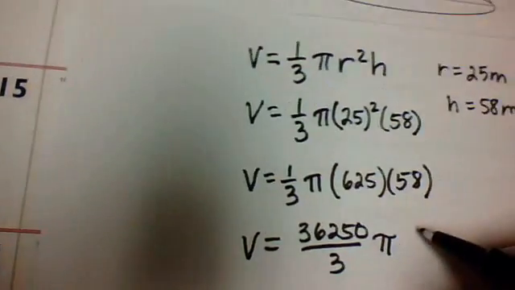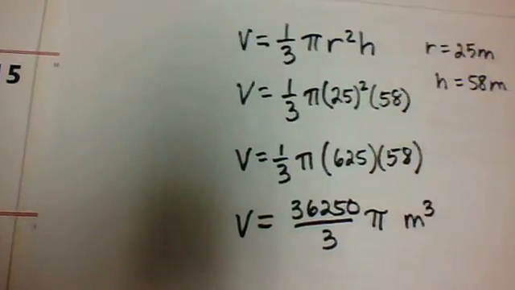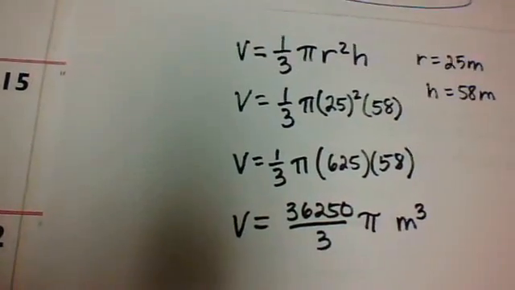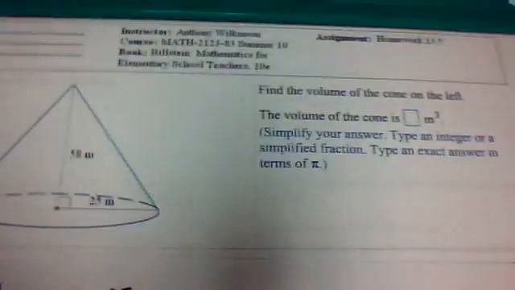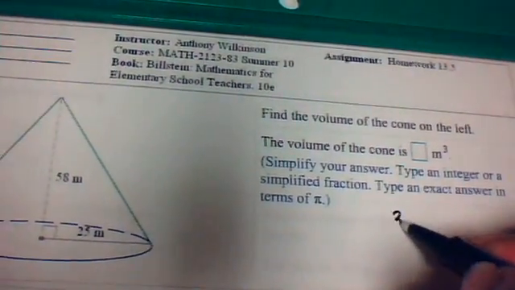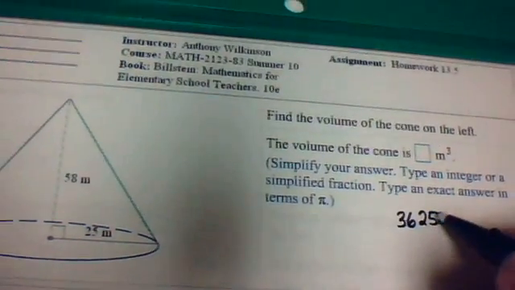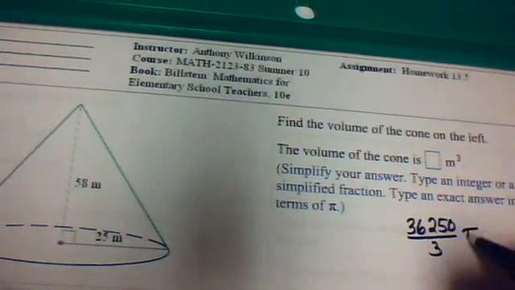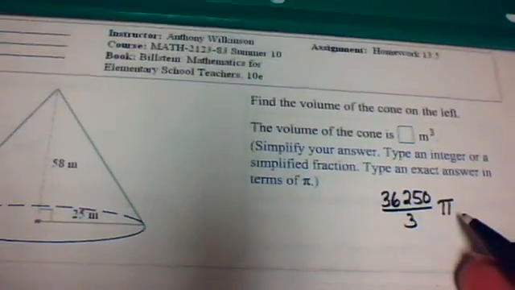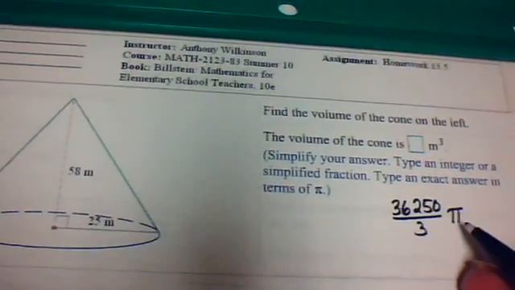And this is going to be in cubic meters, because volume is always going to be in cubic units. So we're dealing with meters, so it'll be cubic meters. So to answer the question here, the volume of that cone will be just simply 36,250 over 3 pi. And we type that in as a simplified fraction and in terms of pi. Okay, so that's problem number 1.